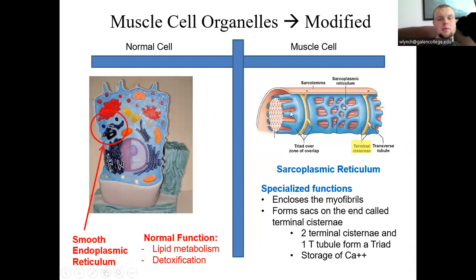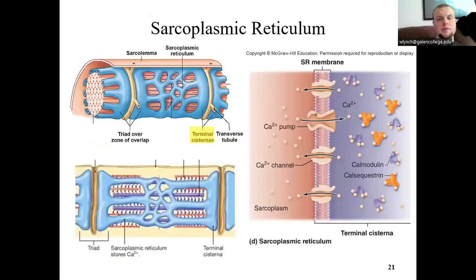So here's our sarcoplasmic reticulum. Here's our smooth endoplasmic reticulum. You can see that there's a large difference, and don't forget that difference. All right, so here's an example of a pump across that membrane. We have a calcium pump and a calcium channel. We have calmodulin and calsequestrin holding on to calcium ions within the terminal cisternae. Once the pump is stimulated, it will release that calcium atom out into the sarcoplasmic space.